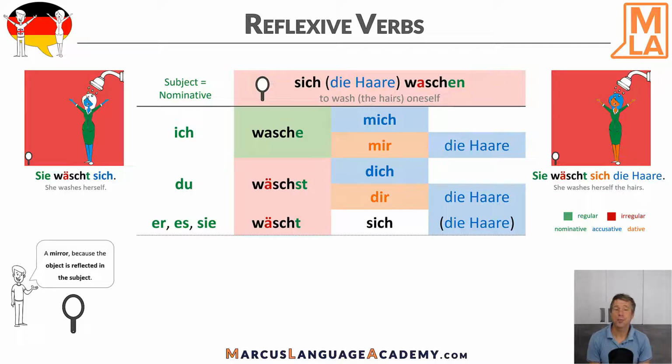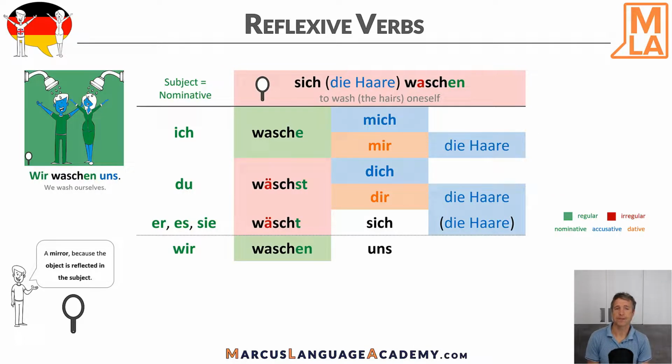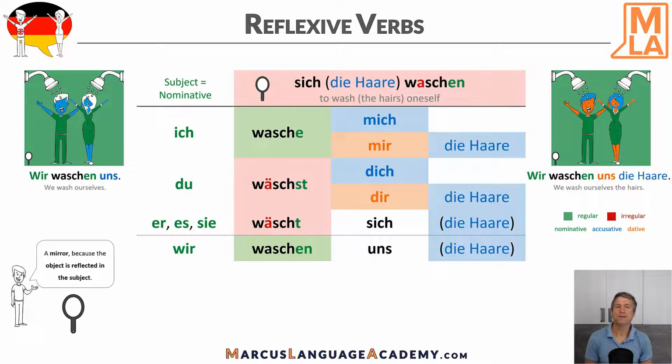The first form in plural is the following. Wir waschen uns. We wash ourselves. And wir waschen uns die Haare. We wash ourselves the hairs. So again, our reflexive pronoun here is uns.